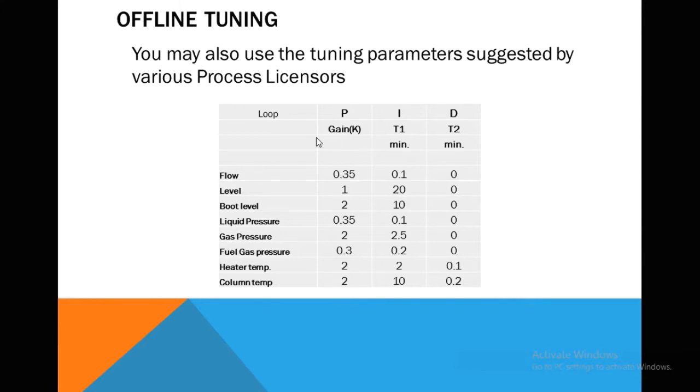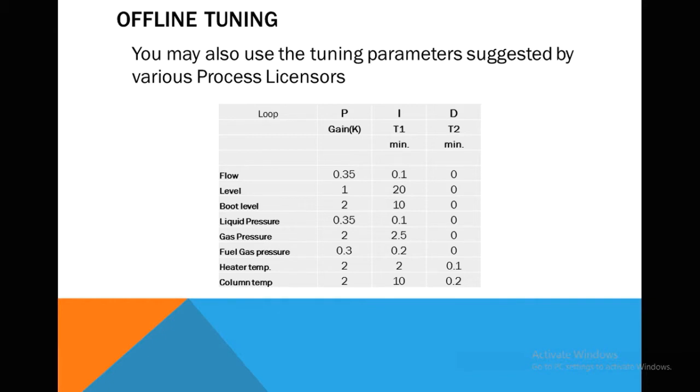Now this chart, this table gives the proportional gain, integral time in minutes and derivative time in minutes for different types of controllers. That is the flow controller, level controller, boot level, liquid pressure, gas pressure, fuel gas pressure, heater temperature and column temperature.